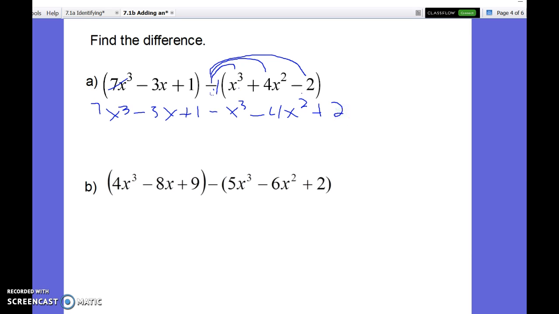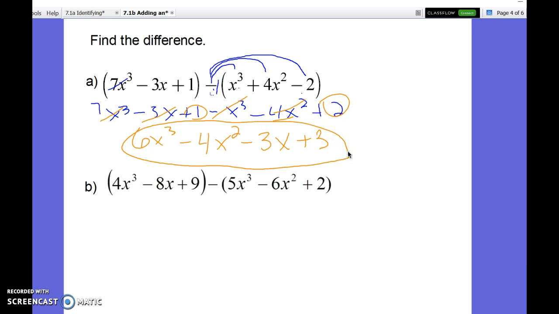Now I'm ready to combine my terms. All right, so we have 7x cubed minus x cubed. Well, 7 minus 1 leaves us with 6x cubed. Looking at my terms, my next highest exponent is x squared. I don't have anything to combine it with though, so I'm just going to rewrite that as negative 4x squared. Then I've got an x, but again, I don't have anything to combine it with, so it's just negative 3x, but I do have 2 constants. 1 plus 2 is 3. So our answer is 6x cubed minus 4x squared minus 3x plus 3.